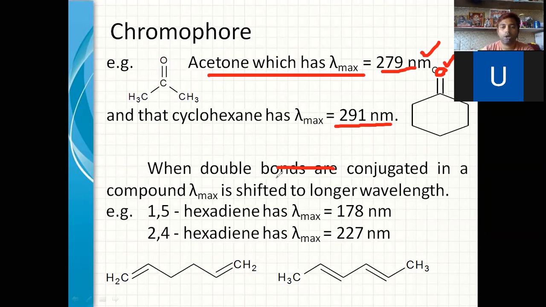When double bonds are conjugated in a compound, lambda maximum is shifted to longer wavelengths. For example, you can see here, in this there is no conjugation, and lambda maximum is 178 nanometer. But in this case, there is conjugation, and the lambda maximum shifts to a longer wavelength, 227 nanometer, because of this chromophoric group.